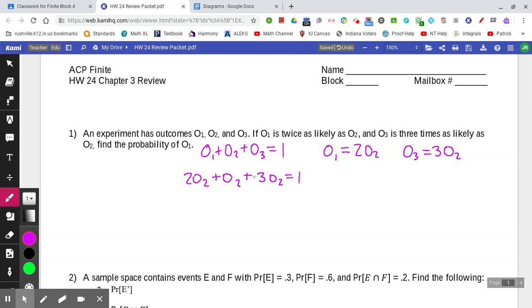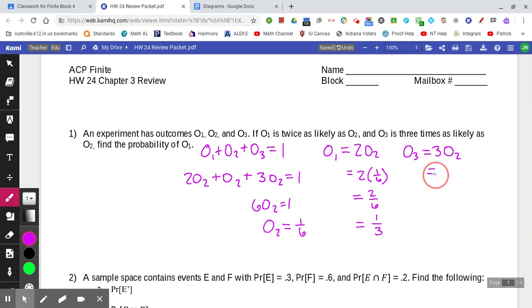So now I have 2, 1, and 3. So 2 plus 1 plus 3, that's going to give me 6 O2 is equal to 1. So divide both sides by 6. And I know the probability of outcome 2 is going to be 1/6. And now that I know that the probability of that is 1/6, I can plug this back in. So O1 is going to be 2 times 1/6, which would give me 2/6. And if I want to reduce that down, that would be 1/3.